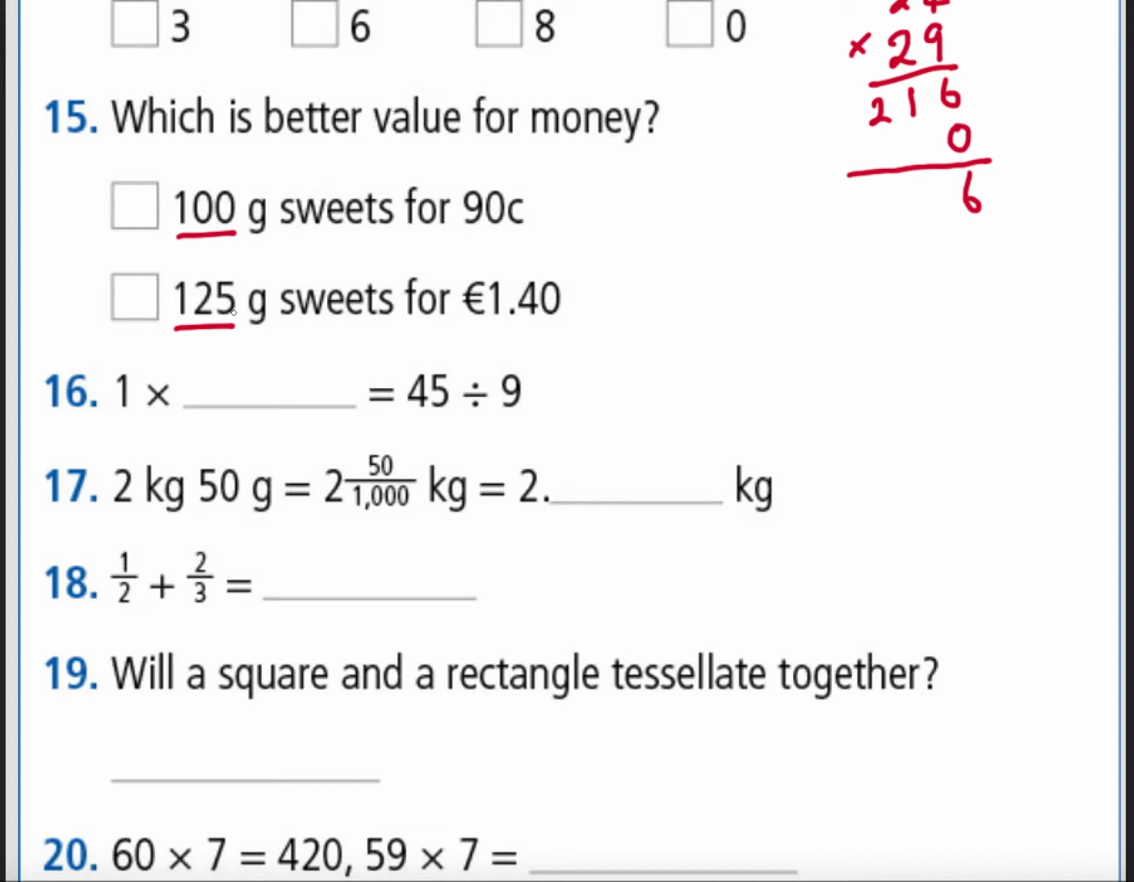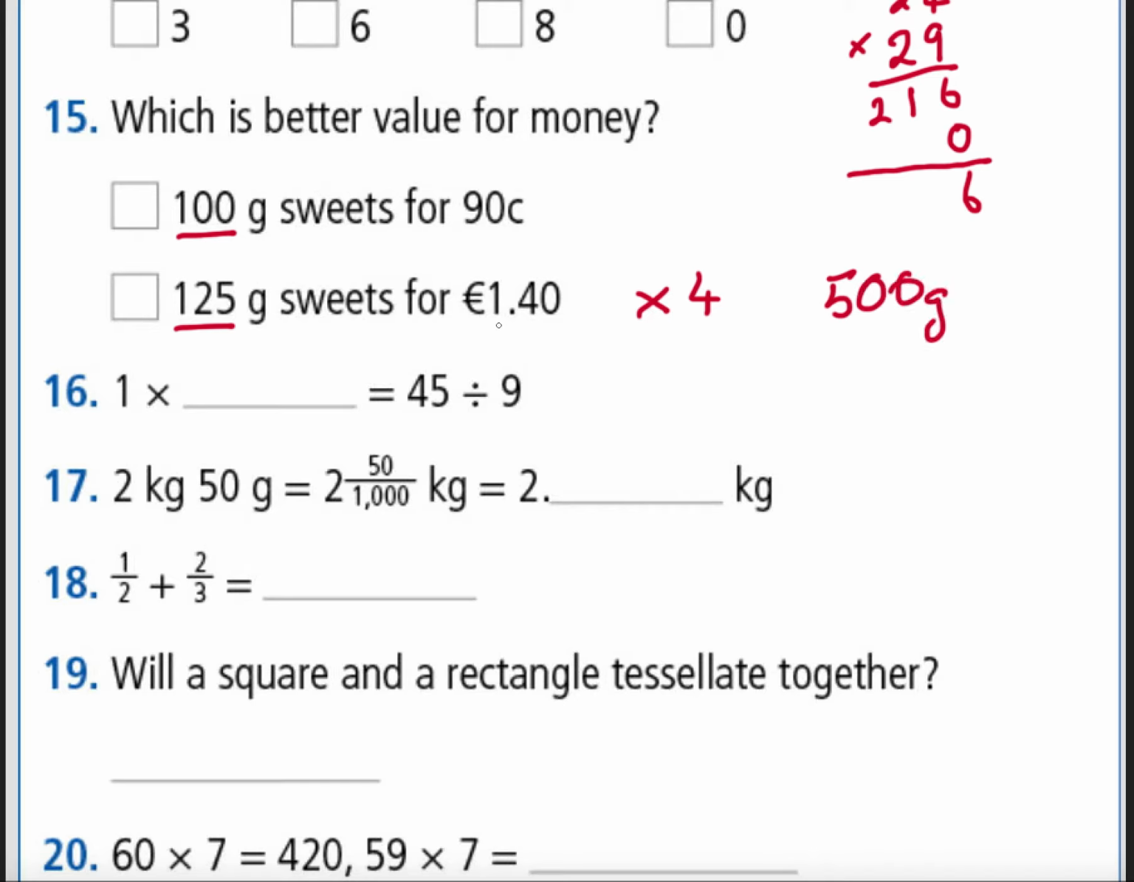Okay, if I double 125, I'll get 250. If I multiply it by 3, I'll get 375. If I multiply it by 4, I'll get 500. Now I know I can multiply this one by 5 to get 500, so I'm going to go with that. So this one here, I'm going to multiply it by 4, and that gives me 500 grams.